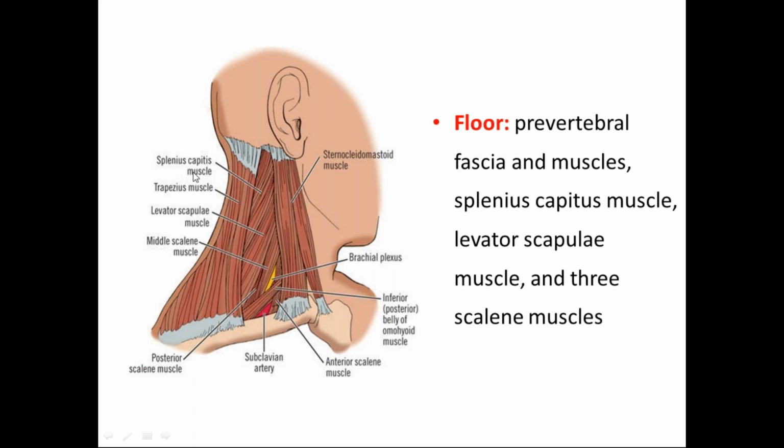You can see here the splenius capitis muscle, the levator scapulae muscle, middle scalene muscle, posterior scalene muscle, anterior scalene muscle. In this, and these are the contents. We'll see in the next slide. Brachial plexus and subclavian artery. We'll see in the next slide.